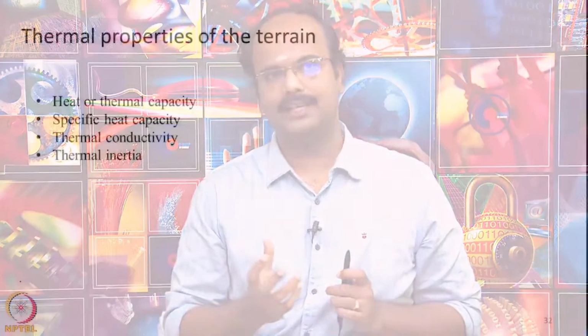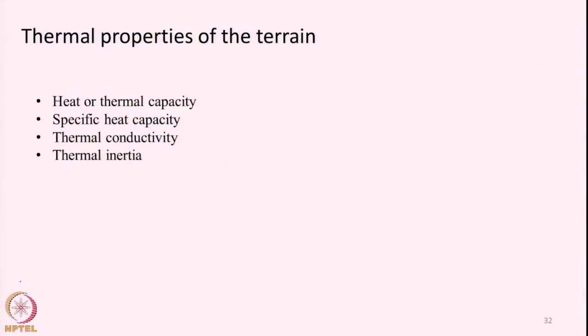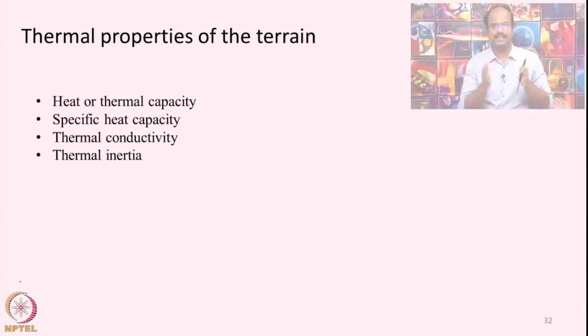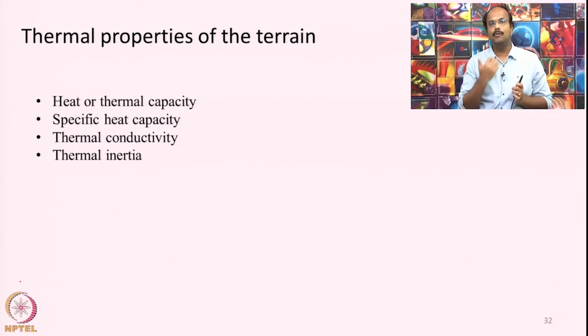Any material on the earth's surface will have certain characteristics with respect to heat energy or heat content. The first thing is heat capacity, or thermal capacity. Let us say there is a material. How much heat energy should we supply to that material in order to raise its temperature by 1 Kelvin or 1 degree Celsius? That amount of heat energy is the heat capacity of the material.